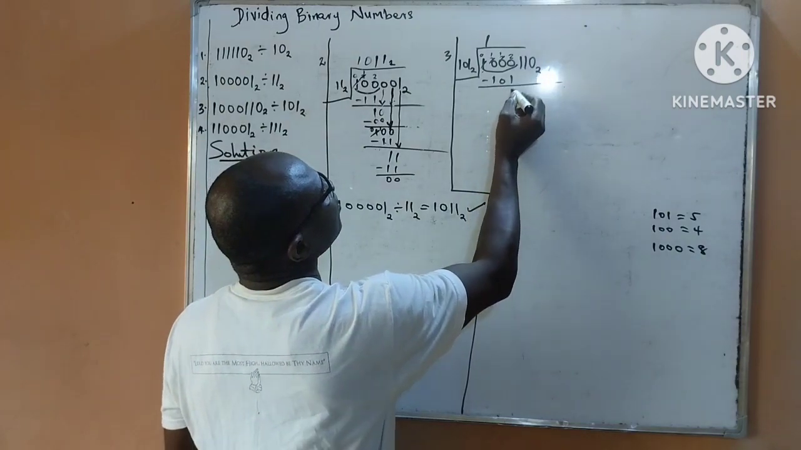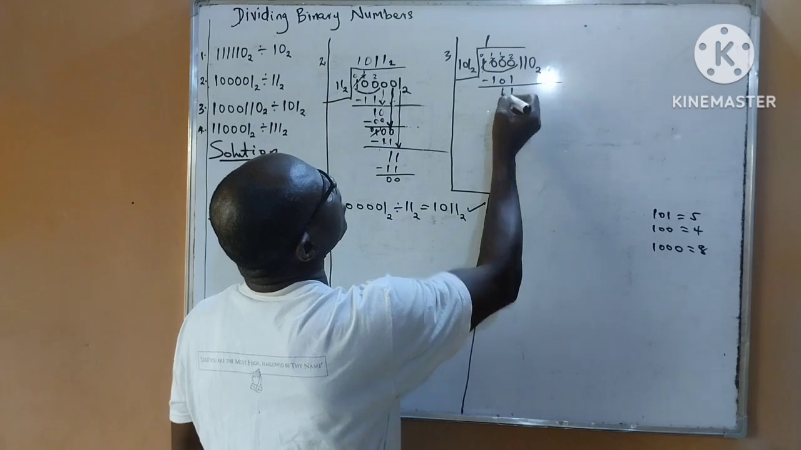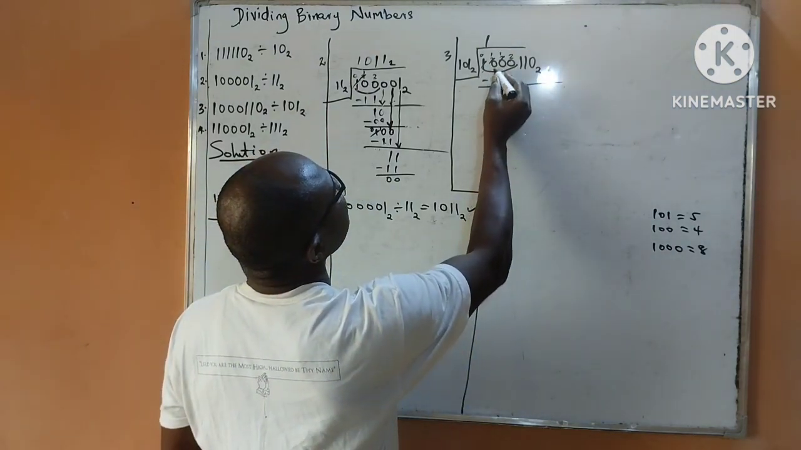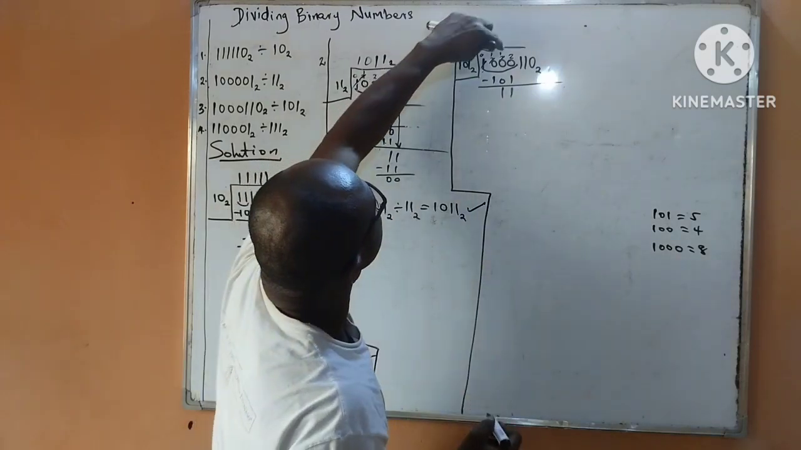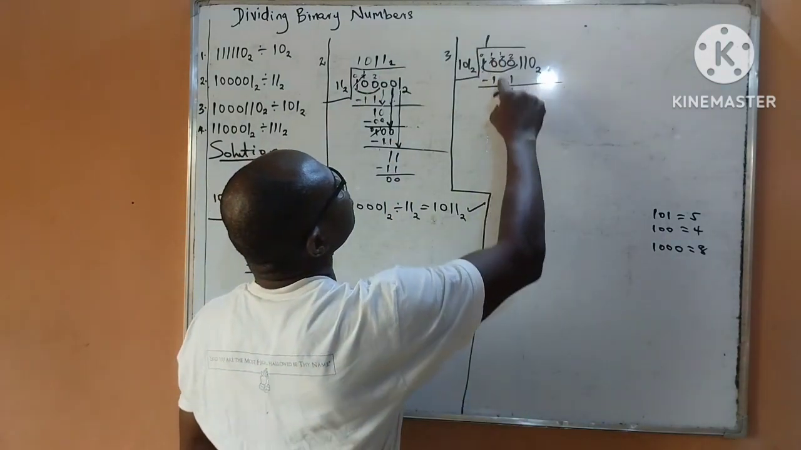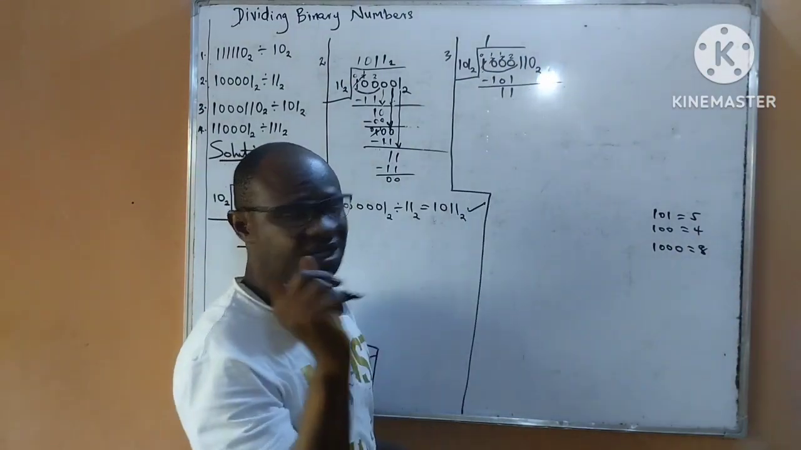2 minus 1 will give me 1. 1 minus 0 will give me 1. Okay, next, 1 minus 0. Sorry. 2 minus 1 will give me 1. 1 minus 0 is 1. And 1 minus 1 is 0. So it is now correct.